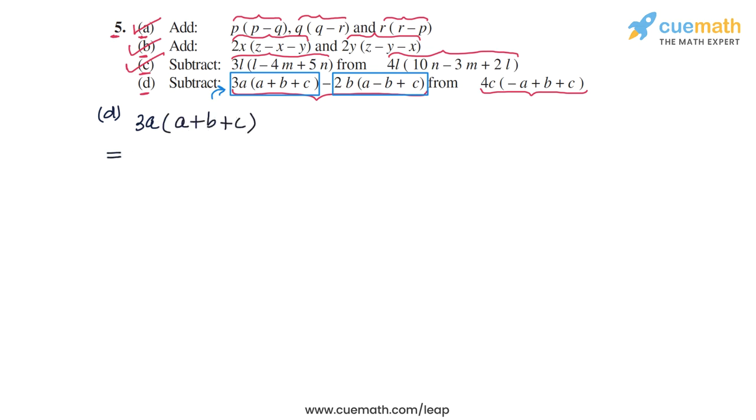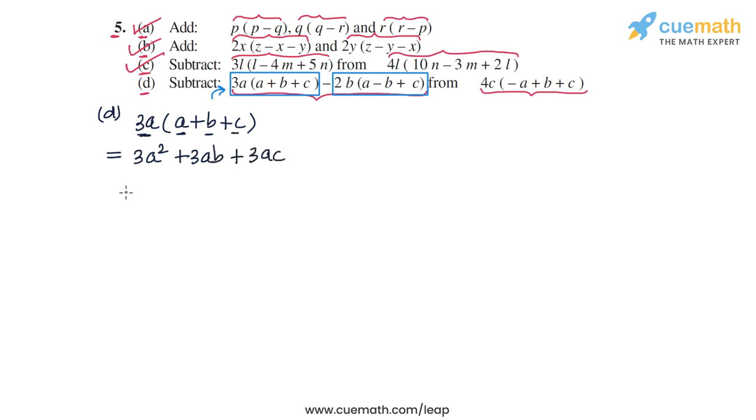So this is equal to 3a into a is 3a square, so we get 3a square. We are applying the distributive law. Then 3a into b is plus 3ab, and then 3a into c is plus 3ac.